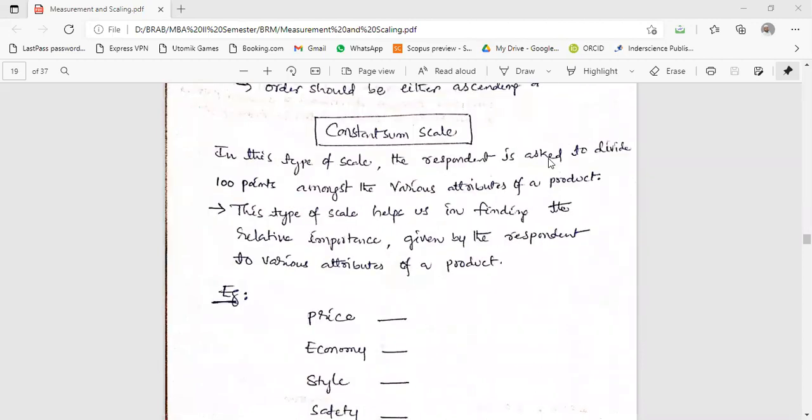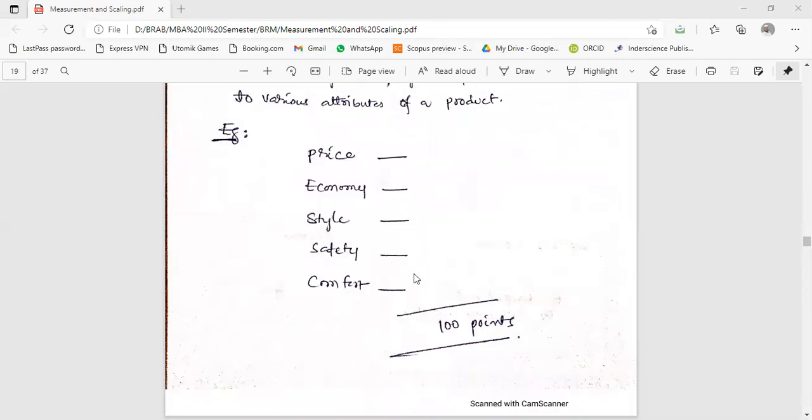Is it clear, guys? You have to go through the notes. It is self-explanatory, so you will understand. Do you have any doubts so far?